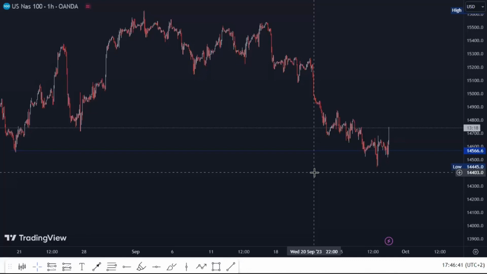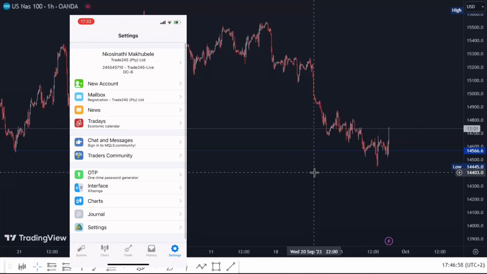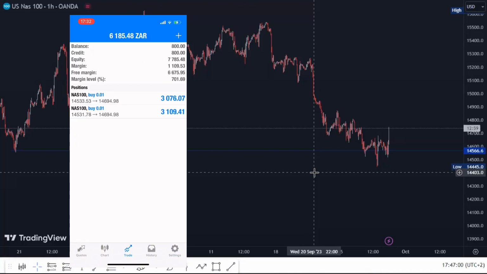So we killed Nasdaq, killed it live. We were live on Instagram when I gave out these signals. Now it's running. I'm not sure how many pips, but as you can see, we made a profit of 6K from just 800 rands, guys. You don't need a lot of money to make a lot of money. It's all about the skill.